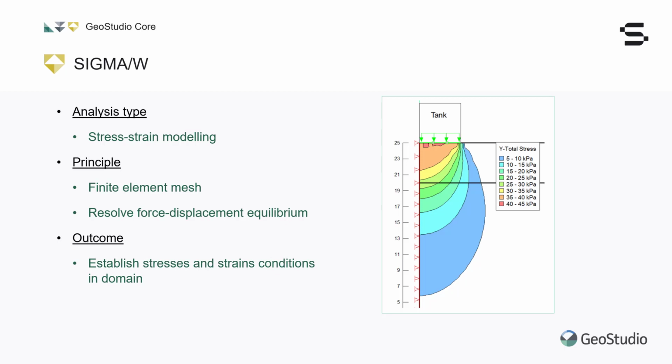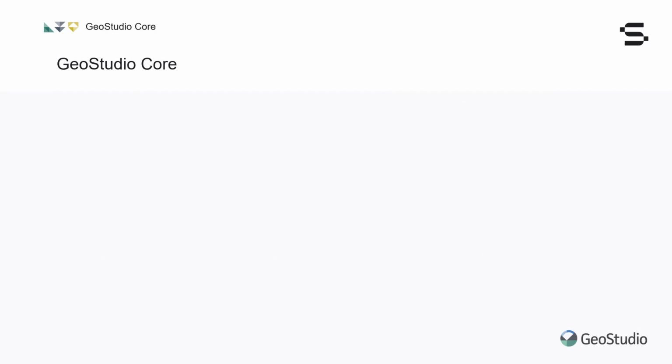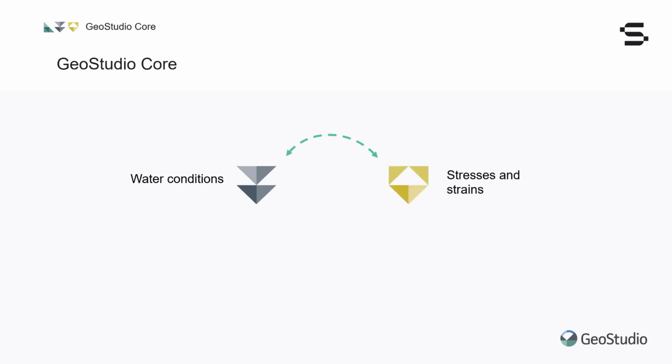The strength of the GeoStudio Core package lies within the tight implementation of the various physics that interact with each other. Groundwater conditions calculated with SEEP/W can be made to influence the stresses and strains that are calculated with SIGMA/W. Both of these physics can in turn be brought into SLOPE/W to calculate the stability of a slope or earth structure. Each model can be made to impact the others in various ways that we will discuss in this webinar.